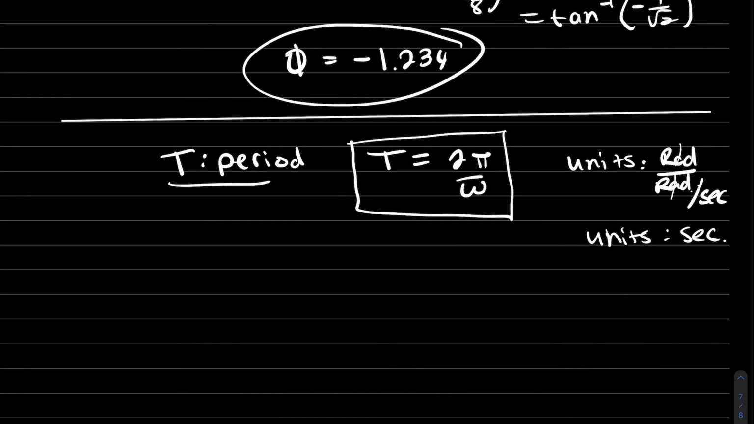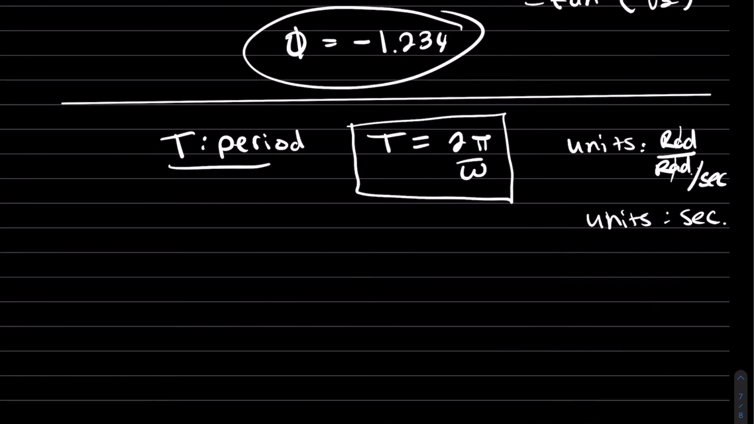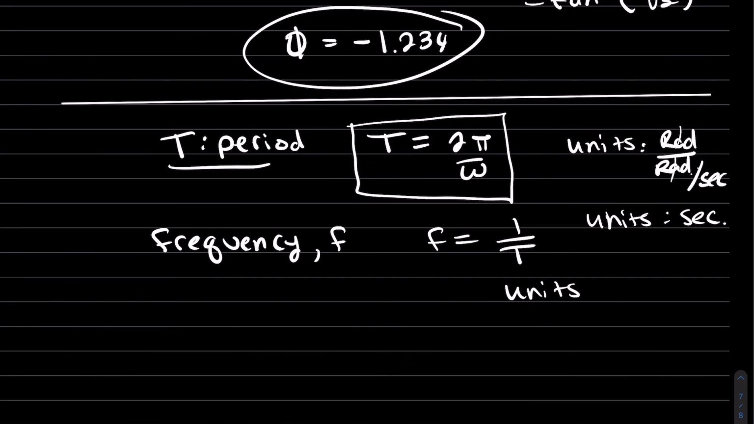So that's our definition for period. Frequency, which we call F. So basically frequency equals 1 over T, the one that we just found. So our units would just be the reciprocal of that, or 1 over a second. So it's frequency per second. How many cycles per second?